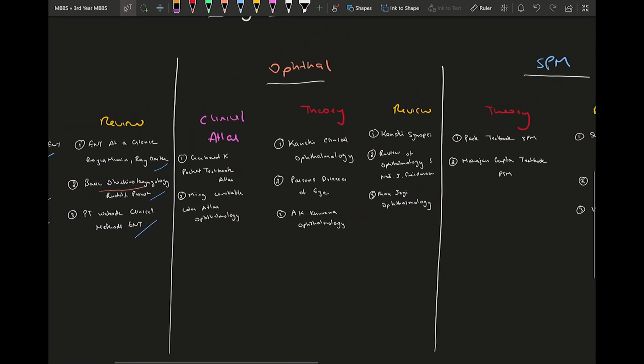Moving on to ophthalmology, your theory books would be your Kanski Clinical Ophthalmology, your Parsons Diseases of the Eye, and your AK Khurana. AK Khurana is more like a collection of facts, so it's not put together in a very good way that you would understand. Parsons is a better option when compared to Khurana. The best thing would be to read Kanski's Clinical Ophthalmology, but it's very extensive, around 900 to 1000 pages. So if you have time, you go through that.